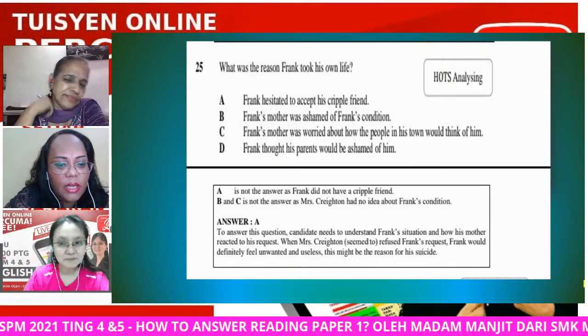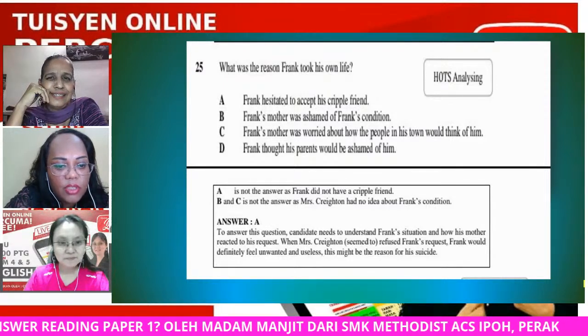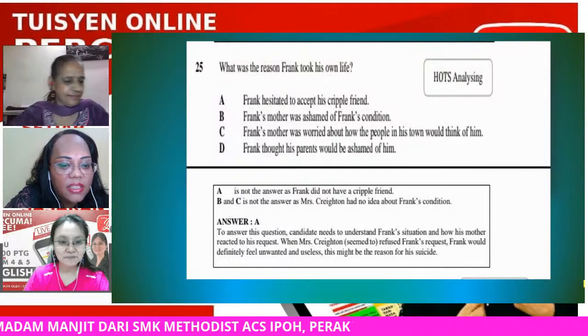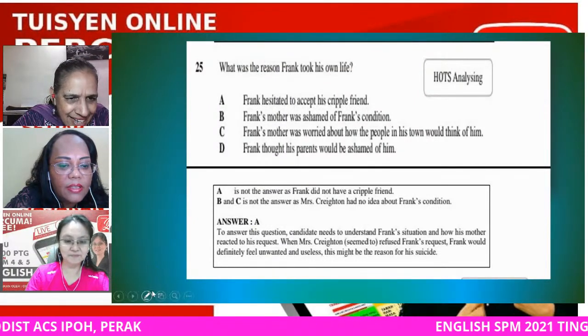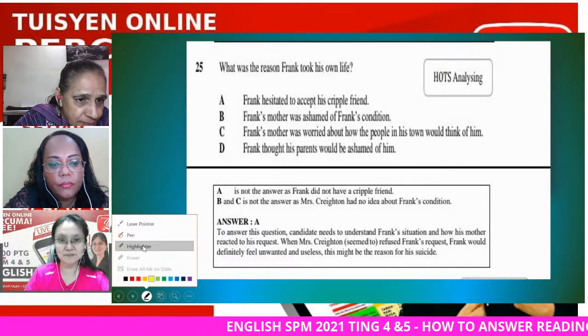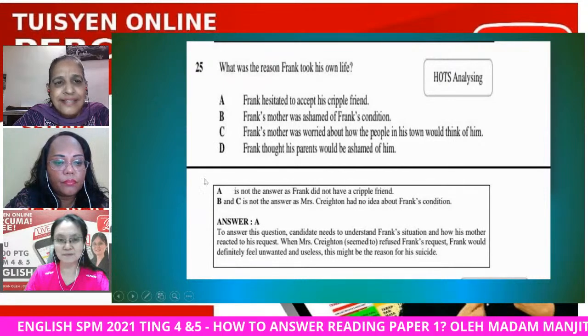B and C are not the answer, as Mrs. Clinton had no idea. She didn't know what Frank's situation was. So the correct answer is D. There's a typo mistake. The answer is D, not A. Emily, it's good. I want the students to know, so at least they will know the mistake there. Okay, students, this is the answer.